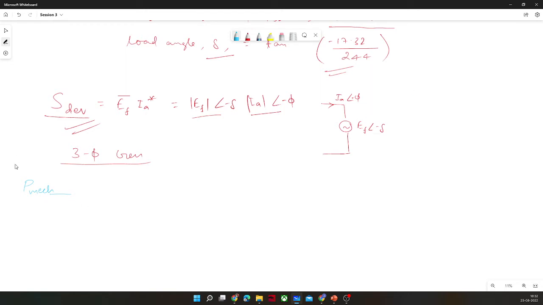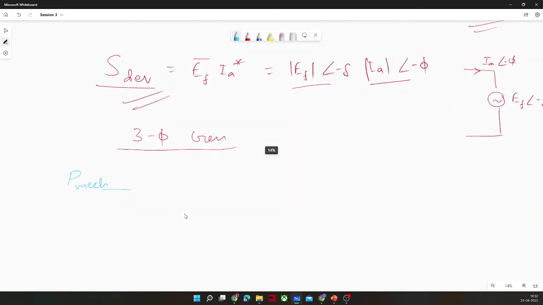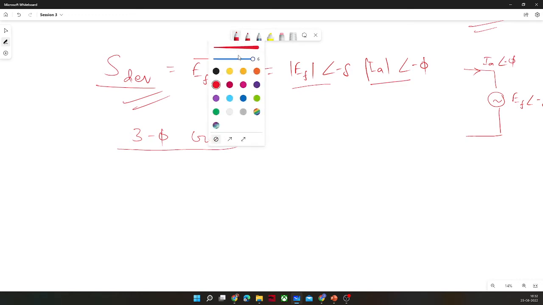Again, I think it is not visible. Sir, you can select one of the default colors. I think it will be more visible. Okay, this is fine. This color is fine. Yes, sir. Okay, thanks.